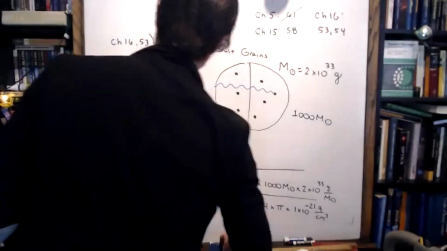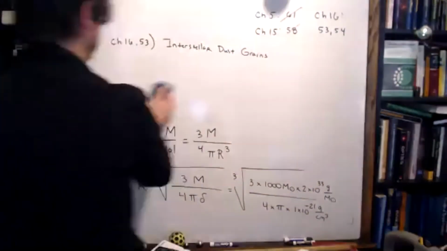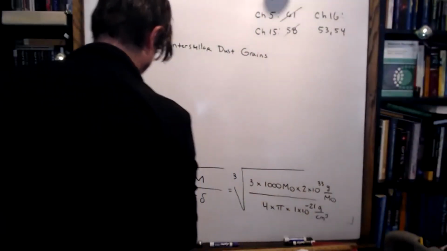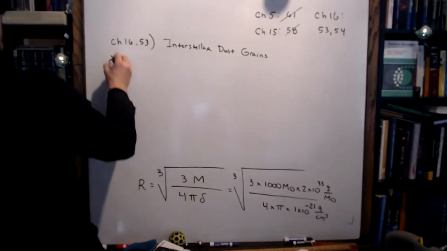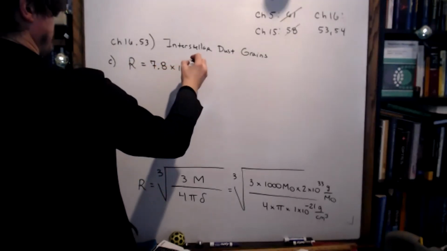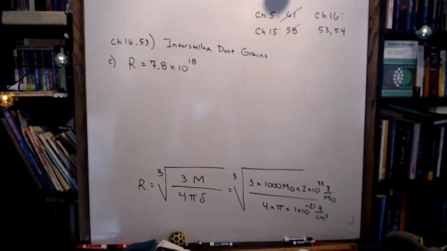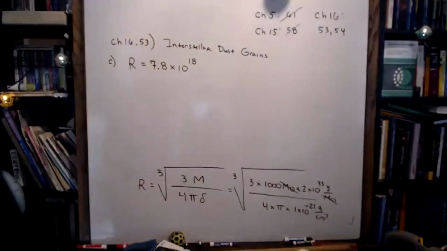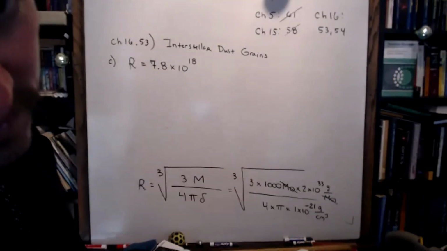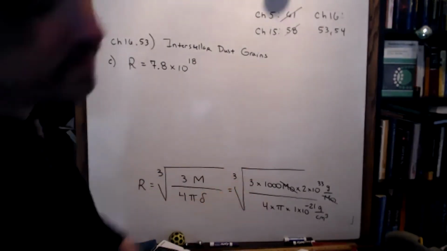What are my units? I'm going to have to erase up here. Is it solar mass per centimeter cubed? Solar mass is clearly canceled out. Centimeters cubed. But it's the cube root of centimeters cubed. Centimeters. Exactly. You've got to distribute the cube root.